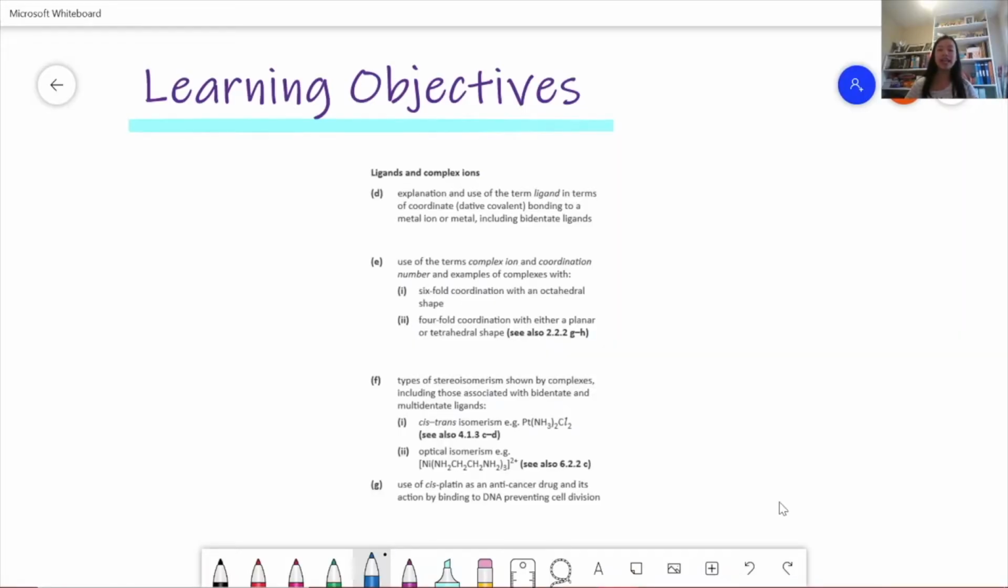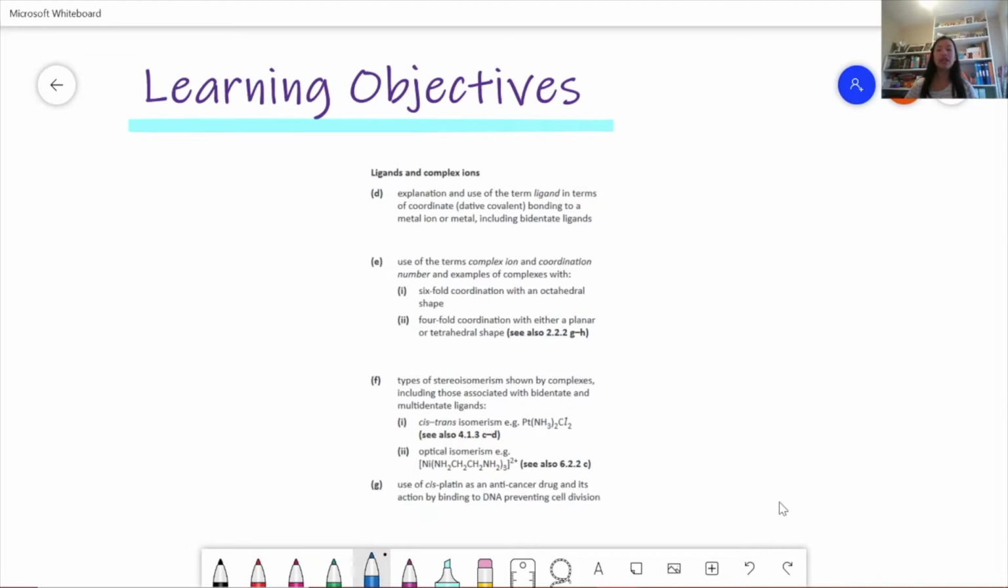Today we're going to be looking at ligands and complex ions. So we're going to explain and use the term ligand in terms of coordinate bonding to a metal ion or metal, including bidentate ligands. And then we're going to use the terms complex ion and coordination number and examples of complexes with six-fold coordination with an octahedral shape and four-fold coordination with either a planar or tetrahedral shape.